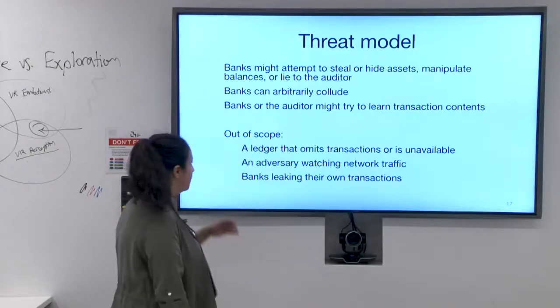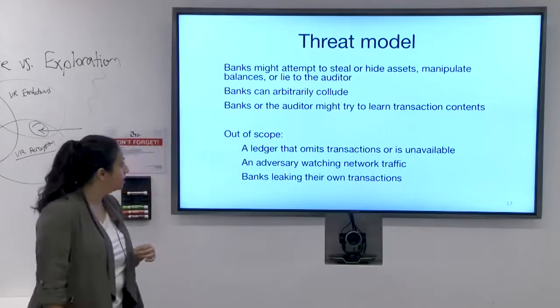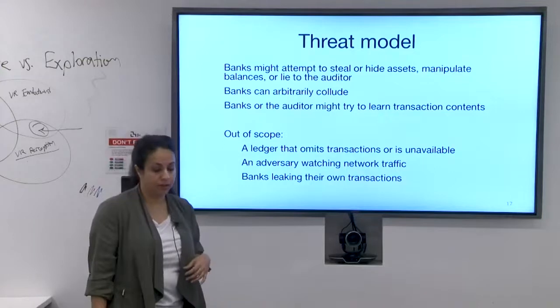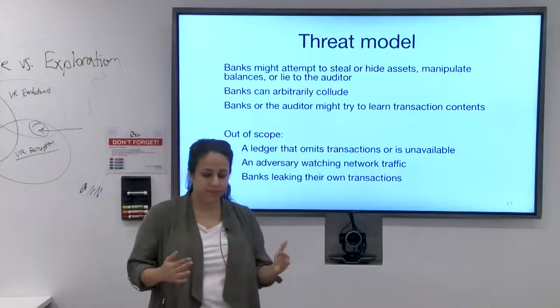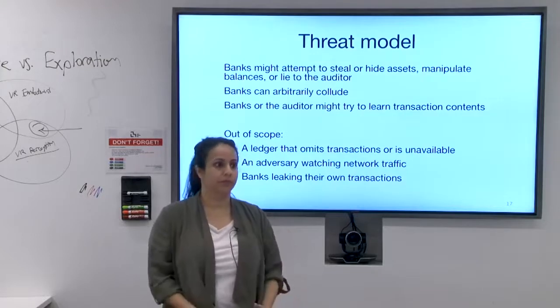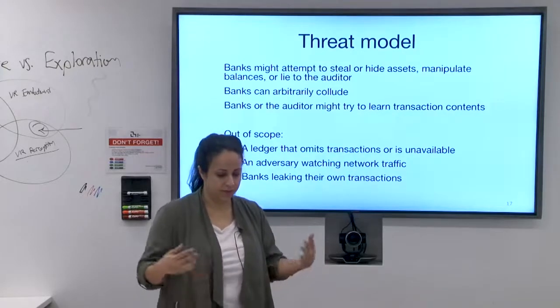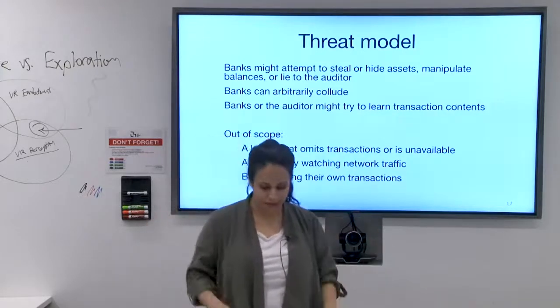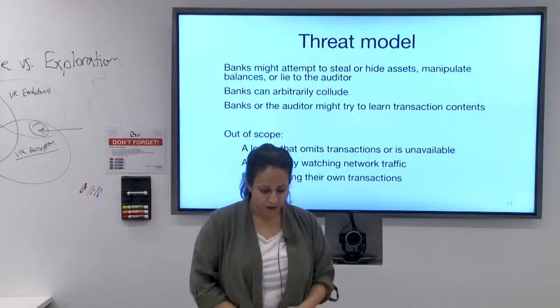What's out of scope for this work is a ledger that omits transactions or is unavailable. As I said, we're agnostic to the ledger implementation as long as it's available. So it accepts transactions. If the ledger doesn't accept transactions, we can't provide our goals.